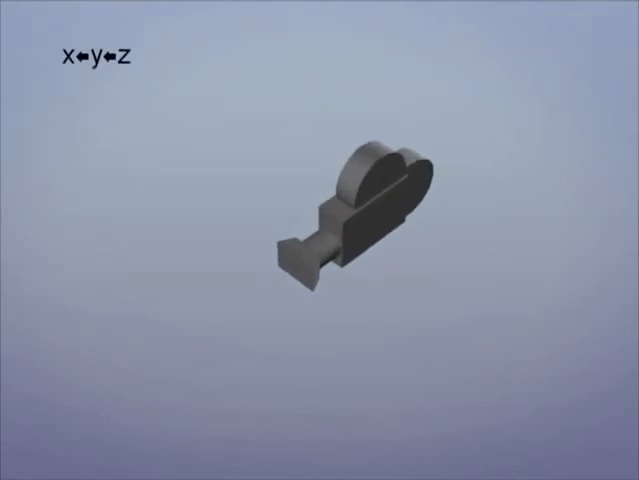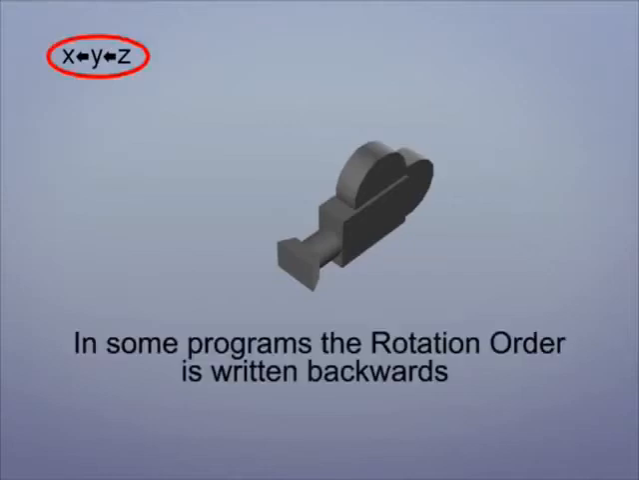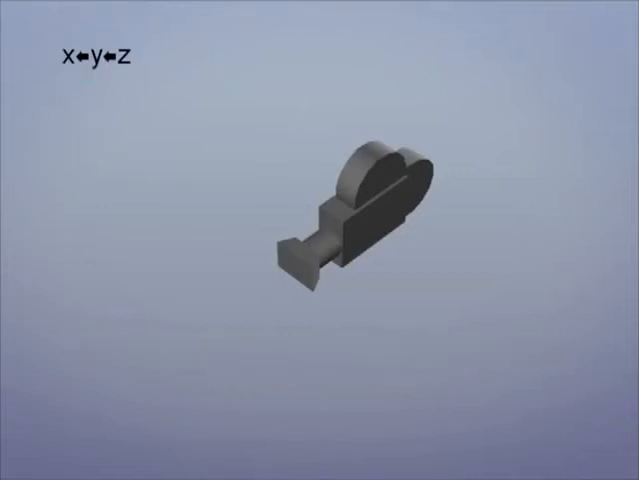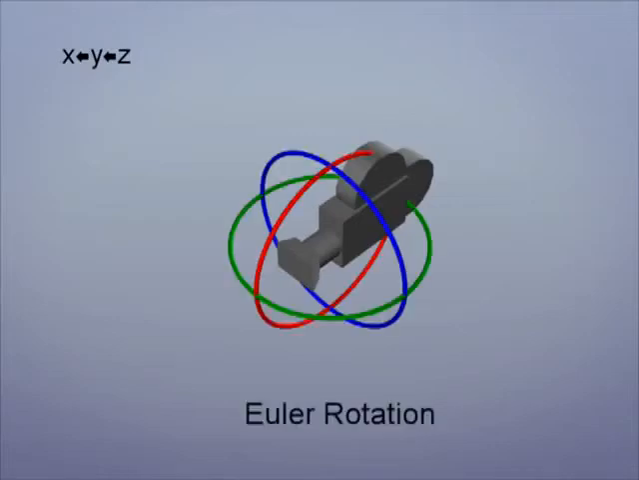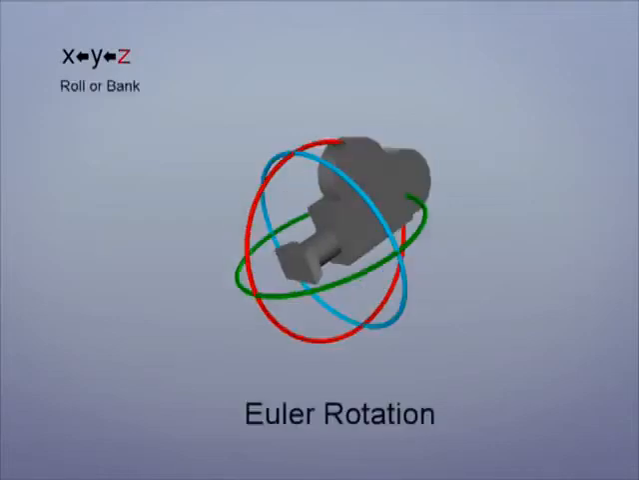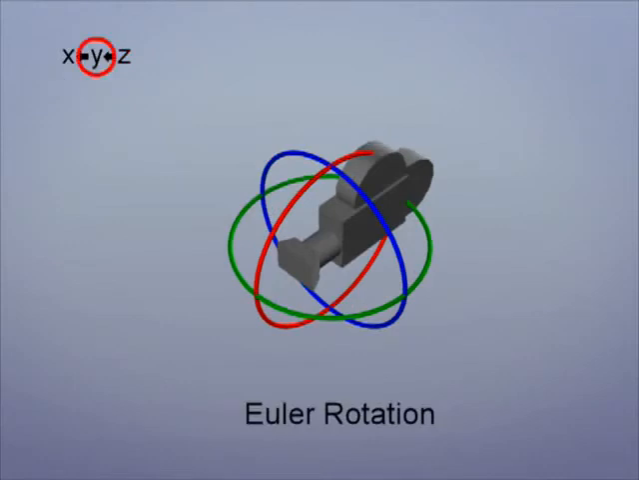Let's explore this in a real animation situation. Here's a 3D camera. We'll use the 3D software Maya as our example. In Maya, the rotation order is written backwards. In this case, Z is the parent, Y is below, and X is the child. Z here represents the roll, or bank of an object. In this order, Z is at the top of the hierarchy.